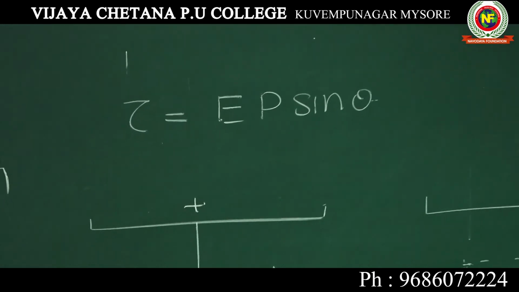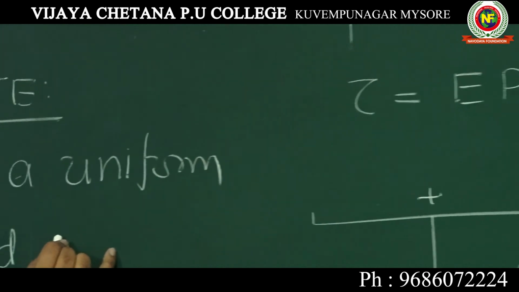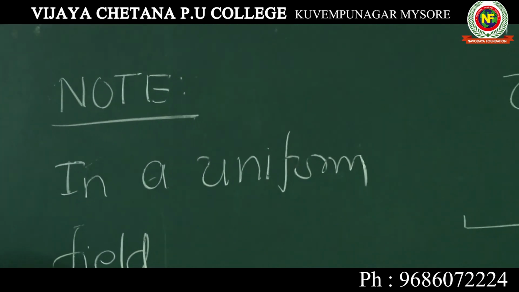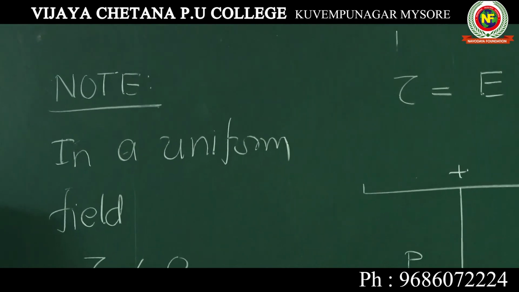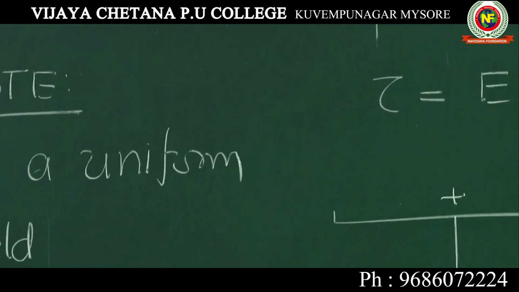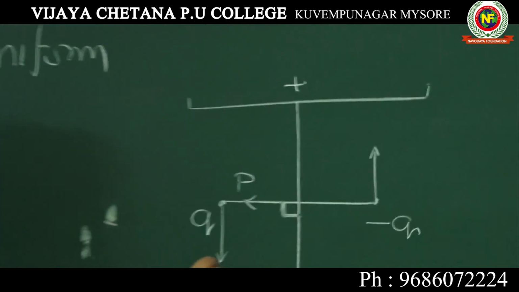In a uniform electric field, you must remember torque is non-zero for different angles, but net force on the dipole is always equal to 0, because there are two.